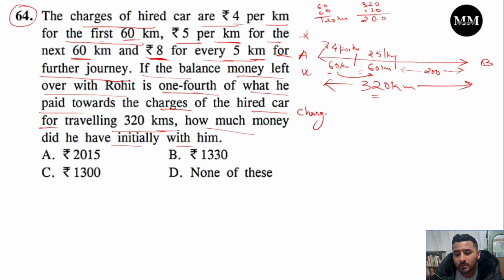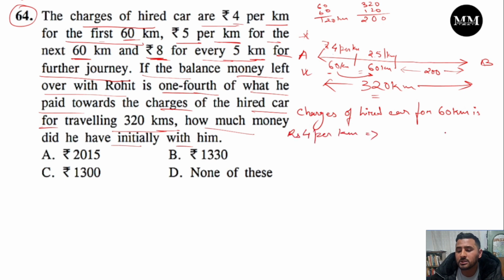Okay, charges of hired car for 60 kilometers is rupees 4 per kilometer. Okay, per kilometer. So total will be how much? If per kilometer is 4, for 60 kilometers will be how much? 60 into 4, right? Which will be 240 rupees. Okay, 240 rupees. Now for the second part, again rupees 5 per kilometer for the next 60 kilometers.